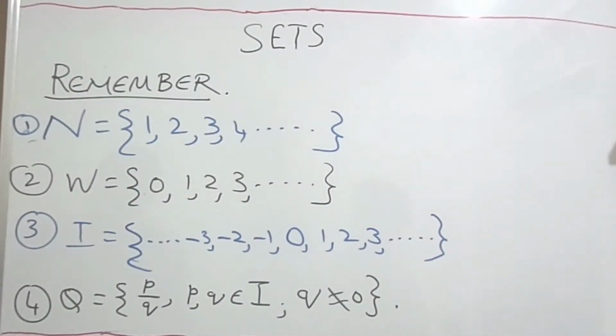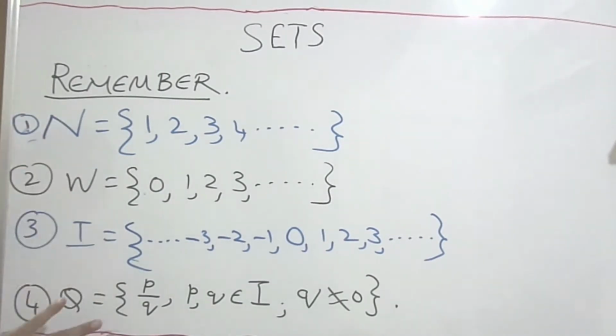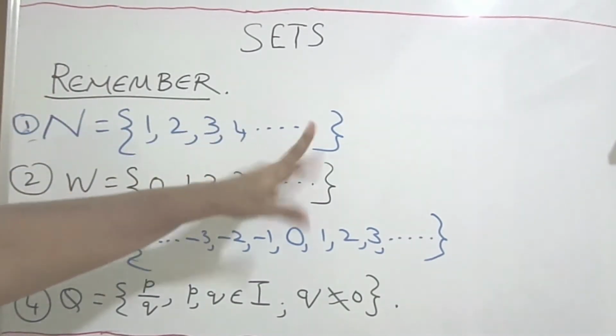Students, you are familiar with the number systems, the sets of number systems. You have to learn them by heart. Remember, natural numbers are denoted by capital N. What are natural numbers? Counting numbers: 1, 2, 3, 4, infinite.